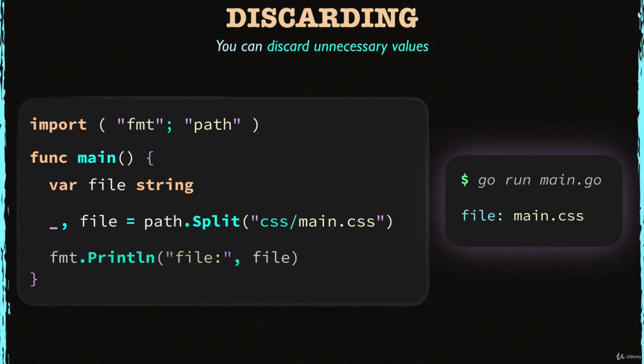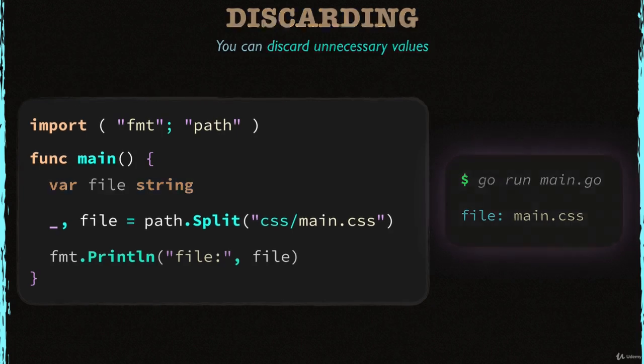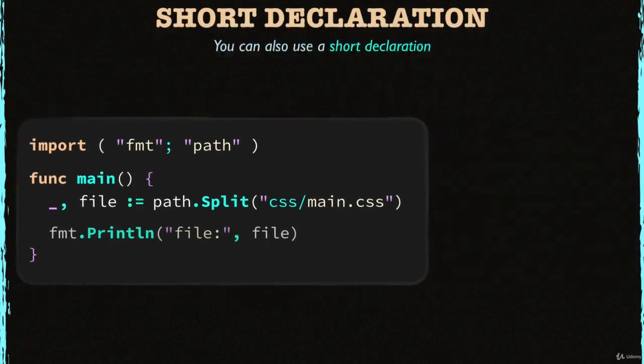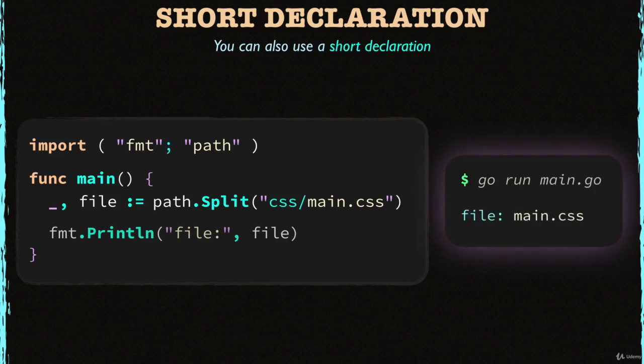Alright, now take a look at the last example. Actually, you could have used a short declaration instead of an assignment. So here I have changed the assignment into a short declaration statement. Let's run it now. As you can see, the result is the same, but I think that this code is more concise than the previous version, right?